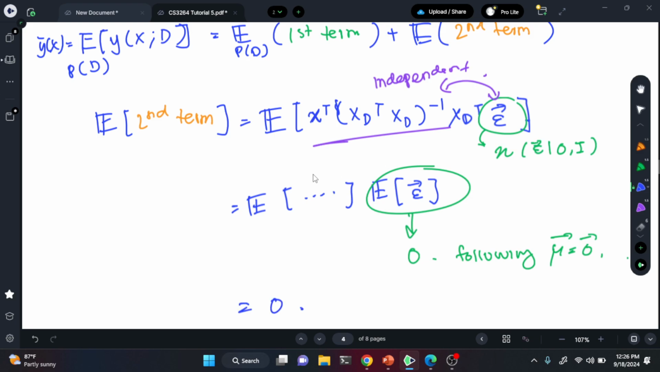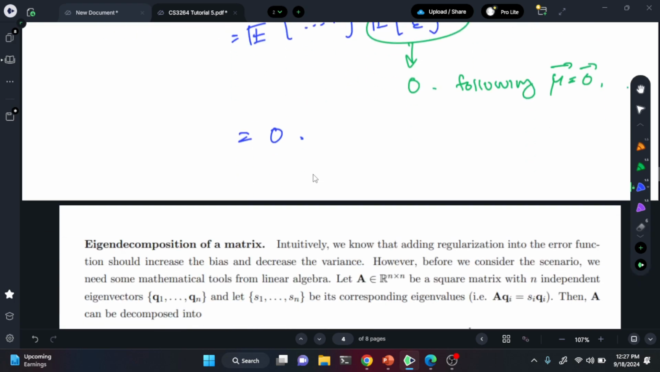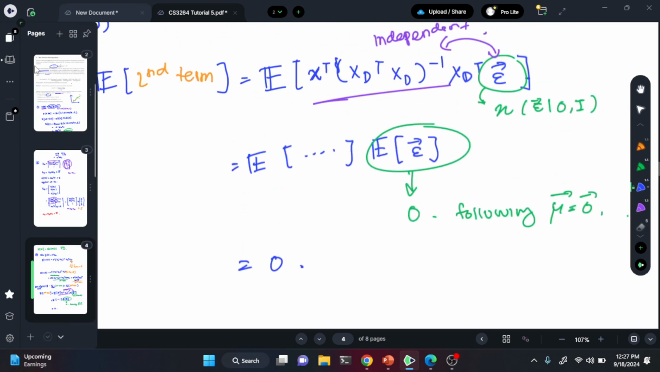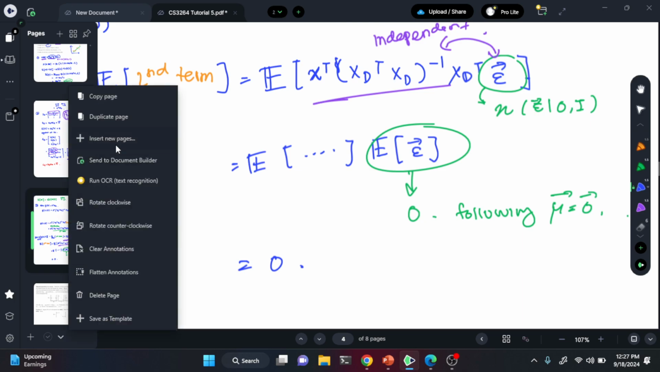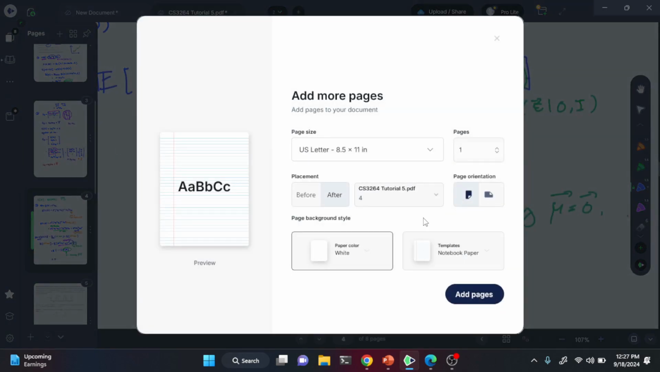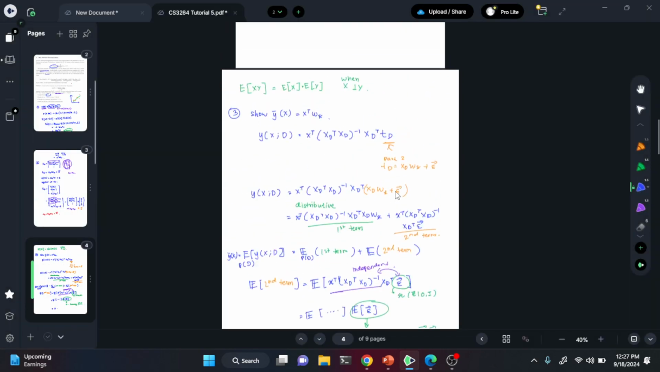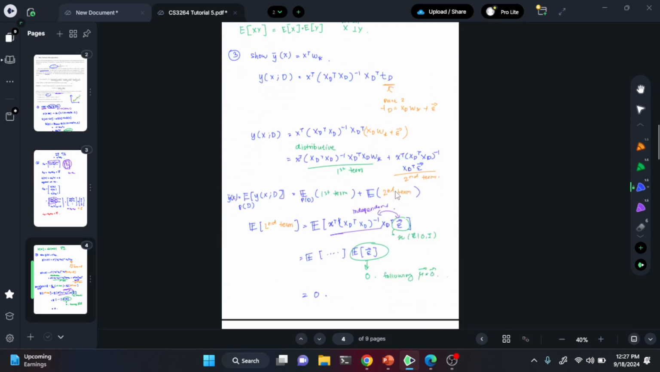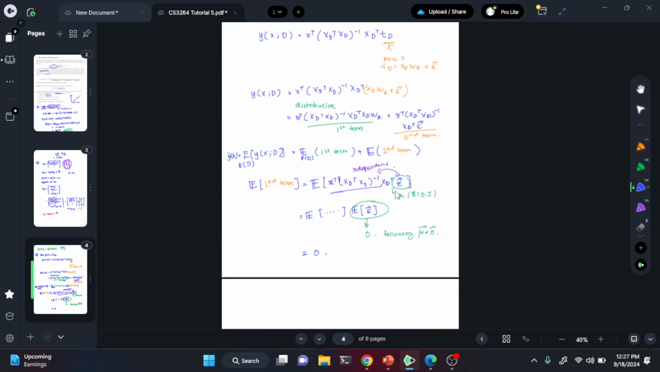Okay, so this is the common trick. When you see this epsilon coming up, if it's independent of the other term, you can split the expectations apart. This will be 0, and anything multiplied by 0 is 0. Questions? Now when this happens, we can proceed to the first term. The first term will be basically just inserting. Now in the first term, what we need to do is to show that the average regressor will fall out of the first term.